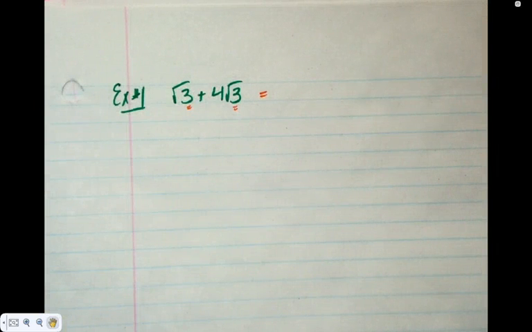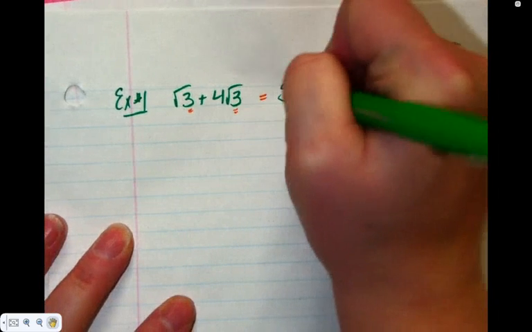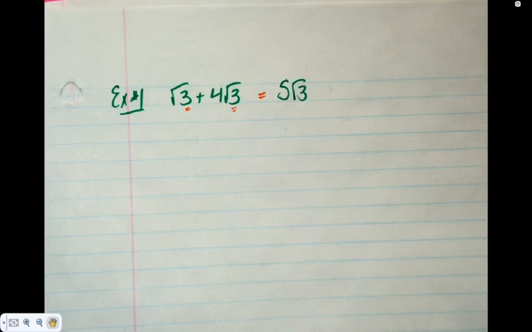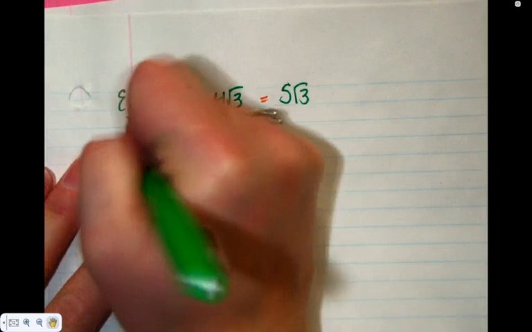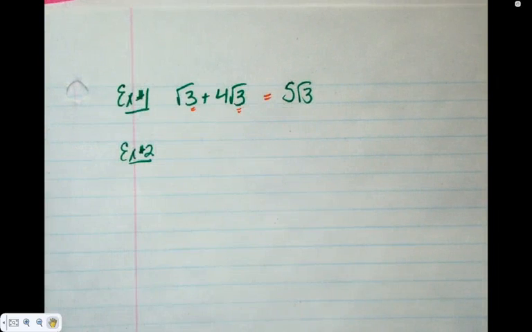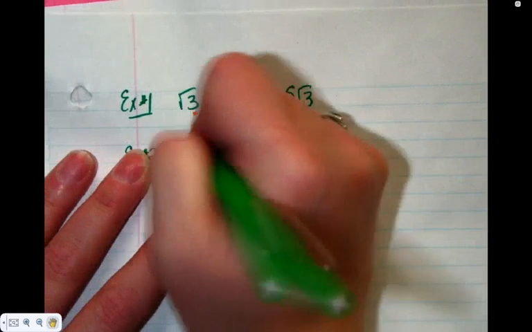If I have 1 root 3 and another 4 root 3, what do I have? 5 root 3. Notice the radicand did not change. I just added the coefficients together. That's as simple as they're going to get. Same index, same radicand makes them like radicals. Let's do some cube roots.